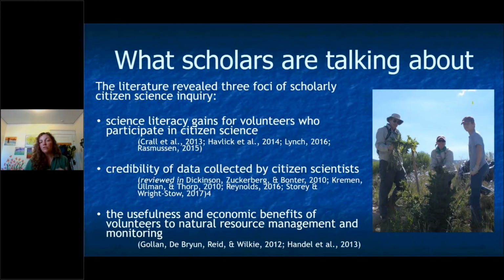And so when you look at the scholarly literature about citizen science, you see some certain foci. The science literacy gains for volunteers who participate in citizen science is a huge category of literature in this field. The government actually cares more about what people gain in terms of science literacy than they care about our research that we need as ecologists, astronomers, medical professionals, whomever engages citizen scientists.